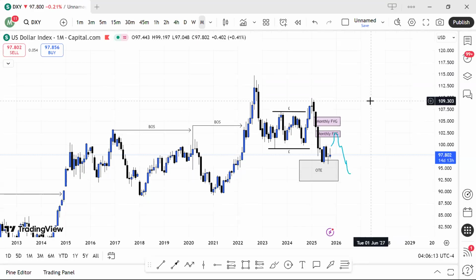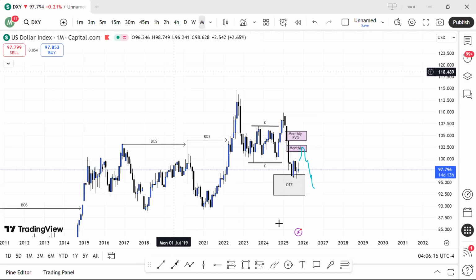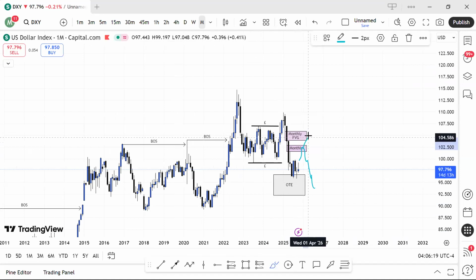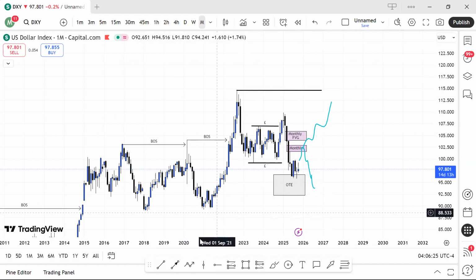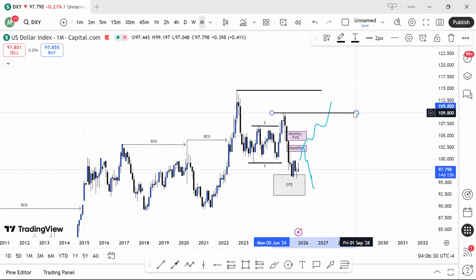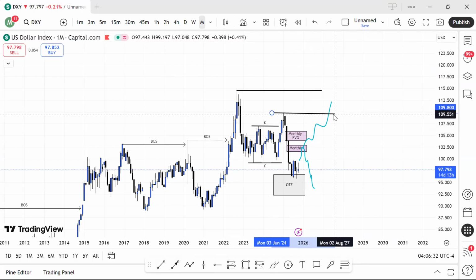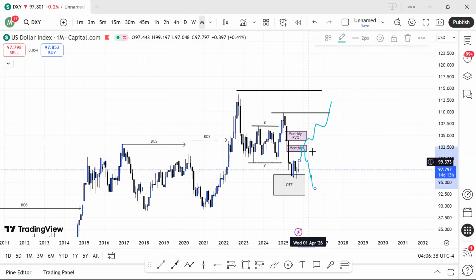But if you keep respecting this bullish trend that you're seeing on the monthly time frame, then you're gonna see the market continuing to the upside, targeting the previous day's highs. I mean the previous month's highs that are resting here. Even this one here. So if you don't respect these bearish fair value gaps, then you're gonna see the market keep pumping here.